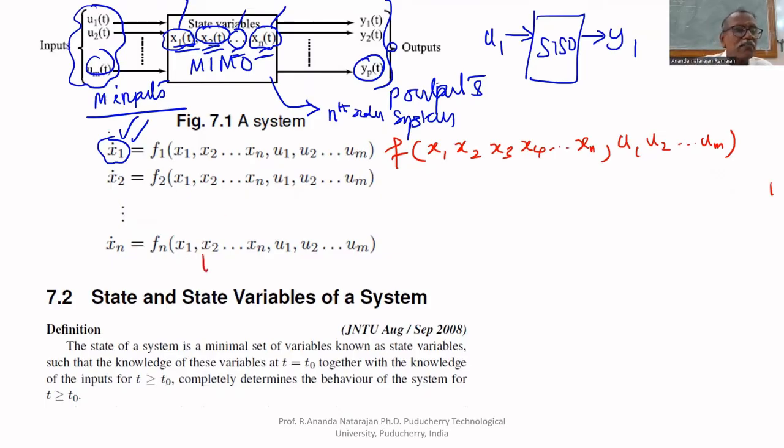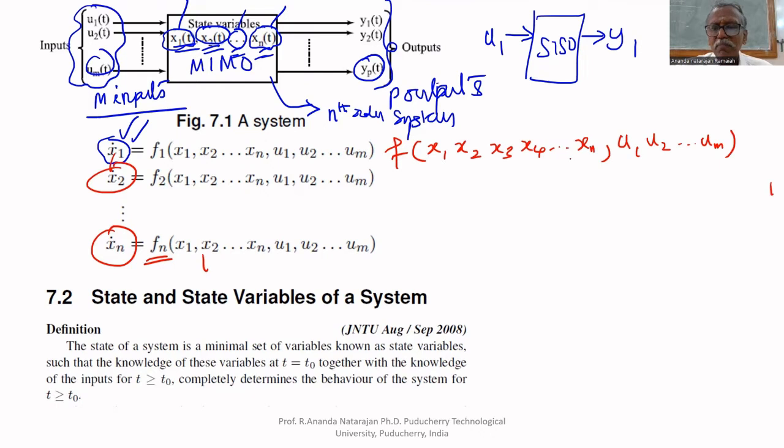x2 dot also can be written the same way, but it is another function, f2. xn dot can be written as another function, fn. If you write like this, then it is represented in state variable form. Now, what is the definition for state variable?